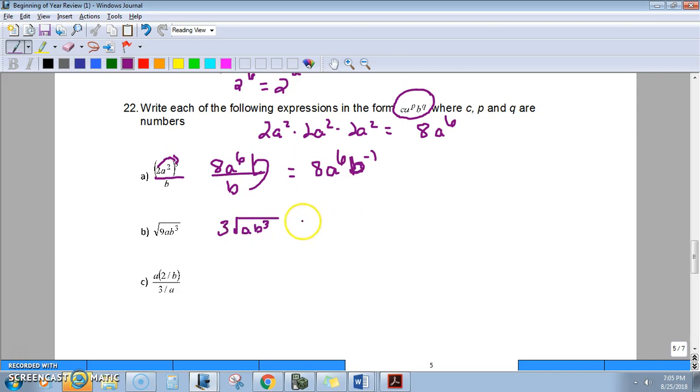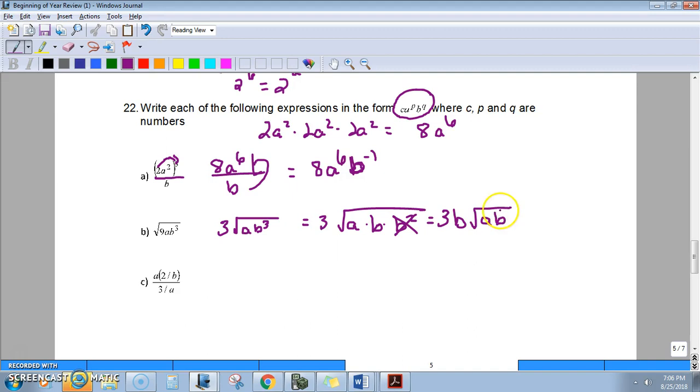Okay, ab cubed is really the square root of a times b squared, right? Why did I do it that way? Because I know that the square root of b squared is just b. So actually this is the same as 3b times the square root of a times b.